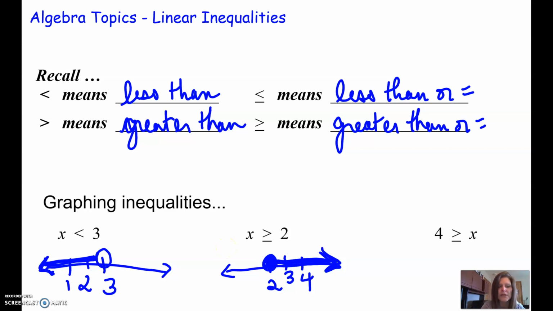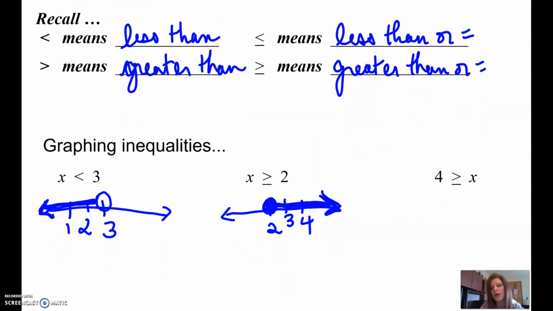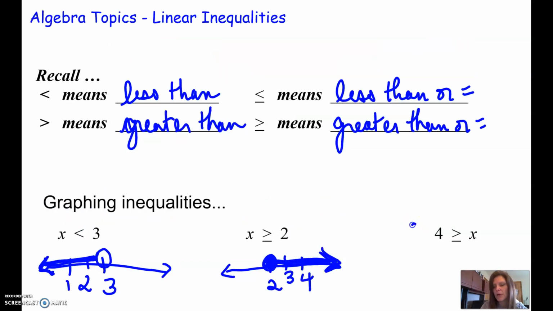Now this last one is a little bit tricky. Go ahead and pause just a moment and see if you can come up with what the number line graph would look like. All right, I'm going to go ahead. Let's take a look at this one.